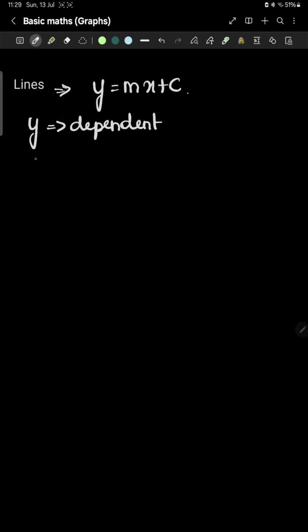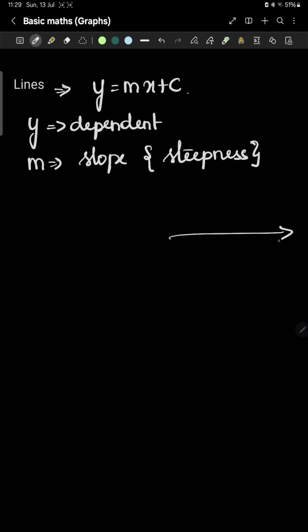Let us see about the equation of lines. The equation of lines is normally mentioned by y is equal to mx plus c. This is defined as the general equation of lines. Here y is a dependent variable which depends upon the value of x, and m is known as the slope of the line. The slope refers to the steepness of the line, how steep the line is.